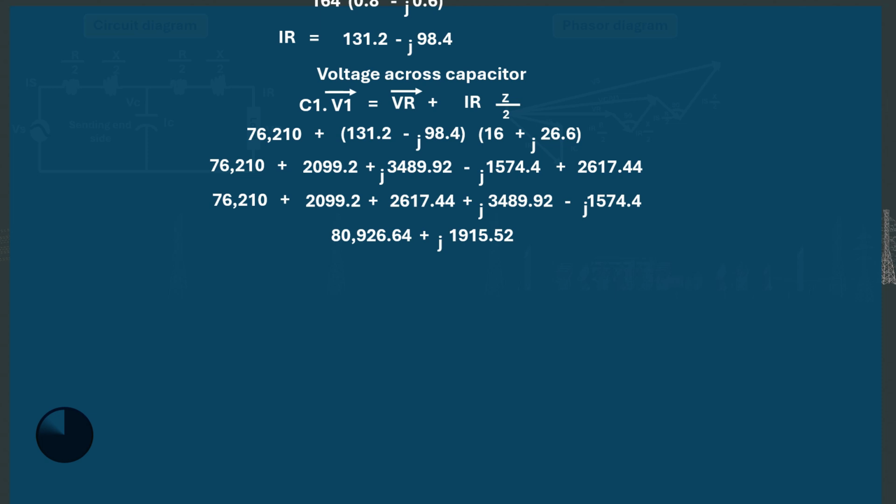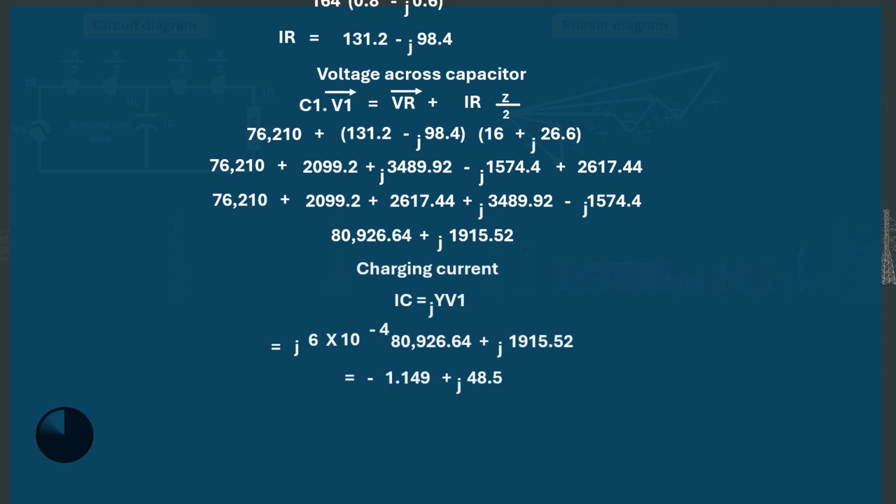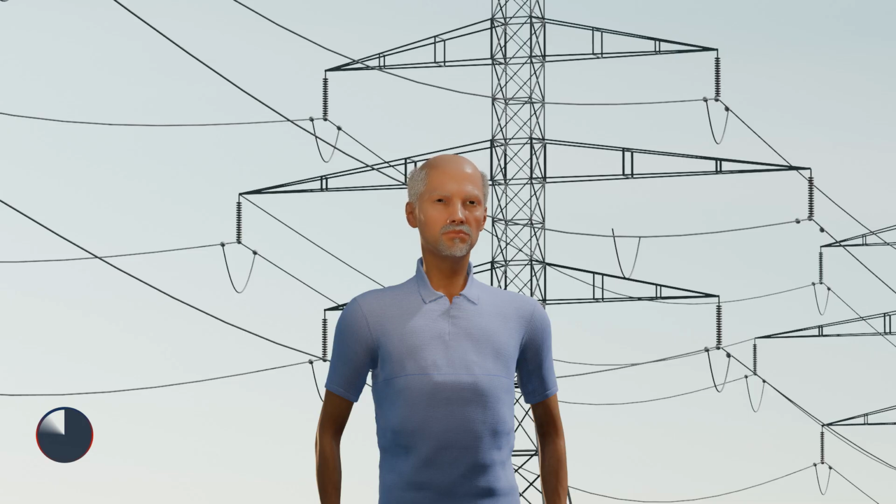So the charging current IC is equal to jYV1. This will equal j6 times 10 raised to power minus 4 multiplied by this. Our charging current IC bar is equal to minus 1.149 plus j48.5.